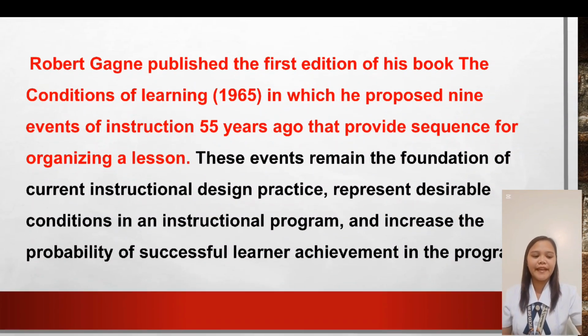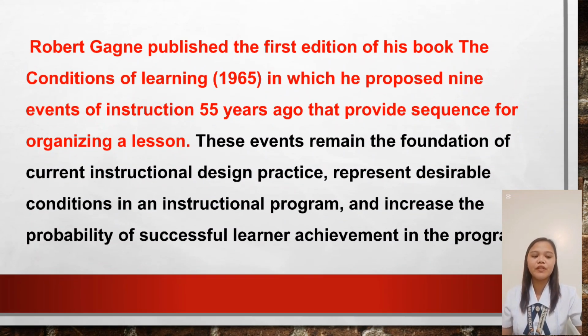Robert Gagné published the first edition of his book, The Conditions of Learning, in 1965, in which he proposed the 9 events of instruction 55 years ago that provide a sequence for organizing a lesson. These events remain the foundation of current instructional design practice, represent desirable conditions in an instructional program, and increase the probability of successful learning achievement in the program.